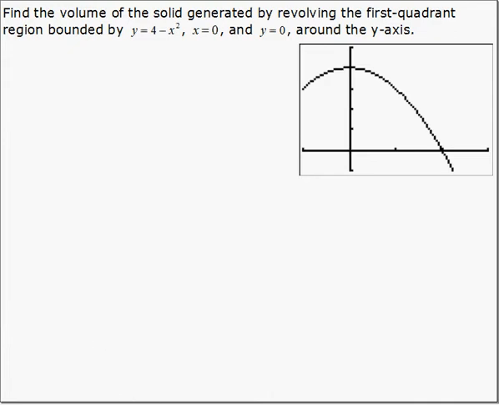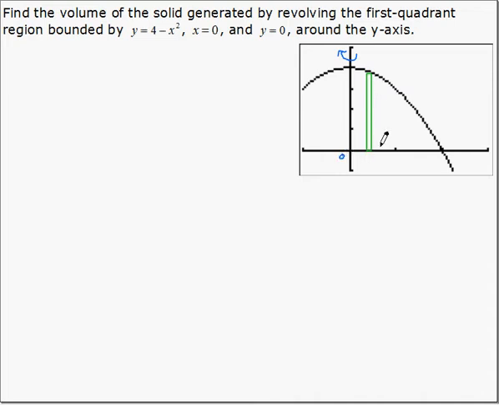So we need to draw our representative rectangle. In this example, a dx rectangle or a dy rectangle will work fine. If we draw a dx rectangle, we notice as that rectangle moves from left to right, the top is always on the parabola, the bottom is always on the x-axis. So that rectangle will work fine. Since we know we're rotating around the y-axis, we've established our rectangle.